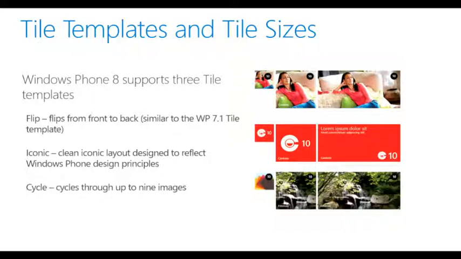And then the last one, the cycle template, you can give it a list of up to 9 images, and it animates nicely between them. So it'll show each of them in turn, and it drifts around the image, and there's nice animations on that.